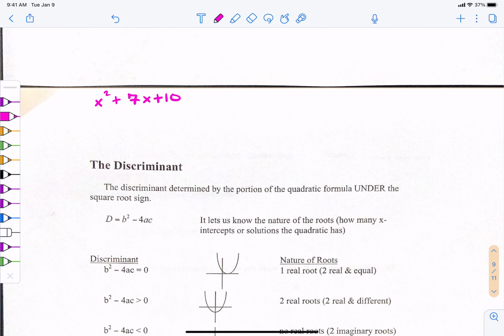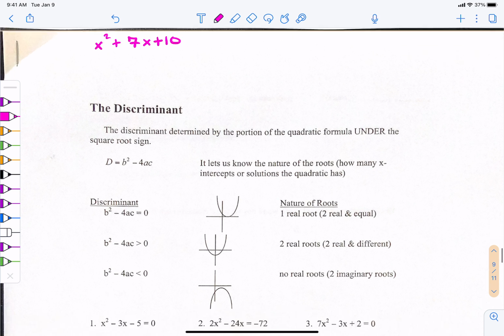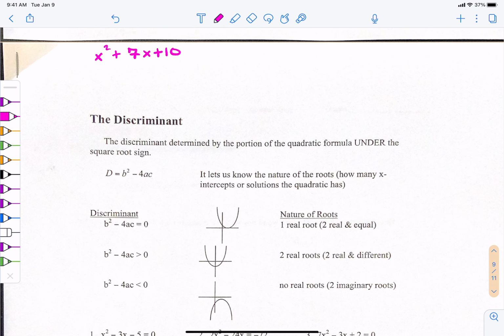Okay, this is review day on Tuesday. We're doing the discriminant today. It is a stapled page. We'll go through the front side of this, and I'll tell you what your homework is here in just a minute.